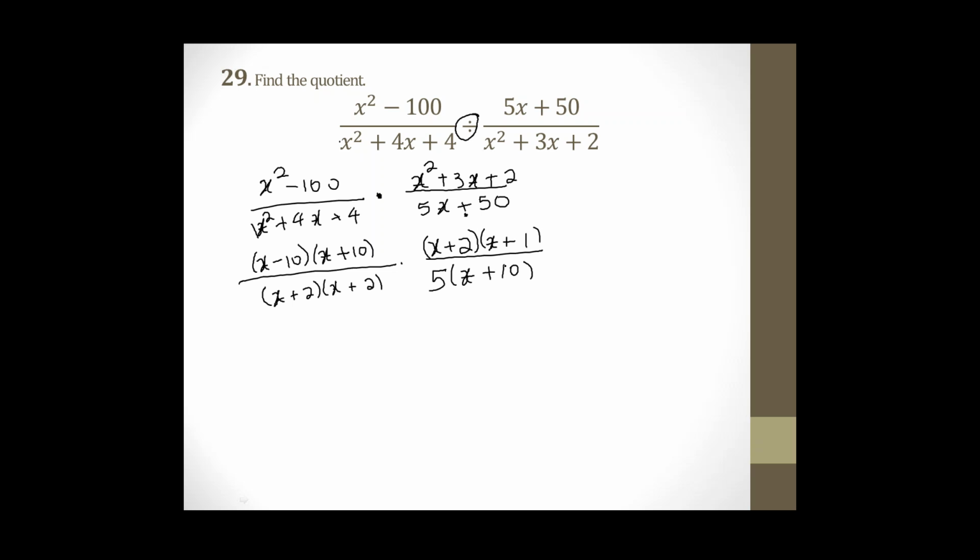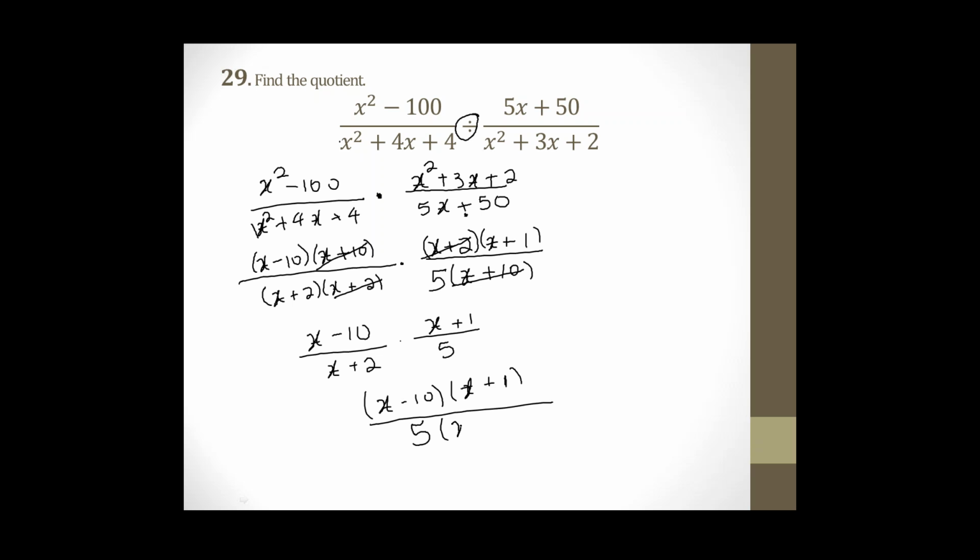Very good. All right, so like I said, I did the flipping in the beginning, so I don't need to worry about it. I'm just going to go ahead and start canceling vertically or diagonally, never horizontally. That goes away. So my final answer is x minus 10 over x plus 2 times x plus 1 over 5. I can rewrite it this way: x minus 10, x plus 1, conventionally 5 first, x plus 2 as my final answer.